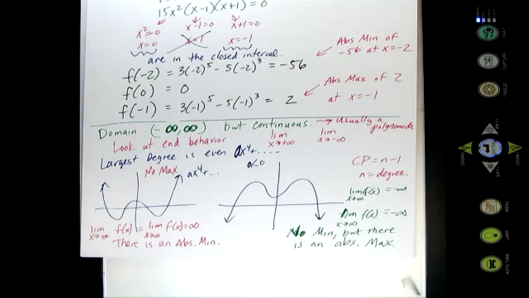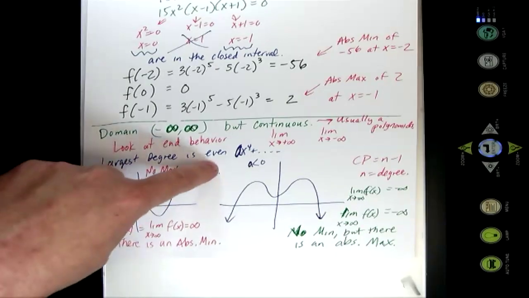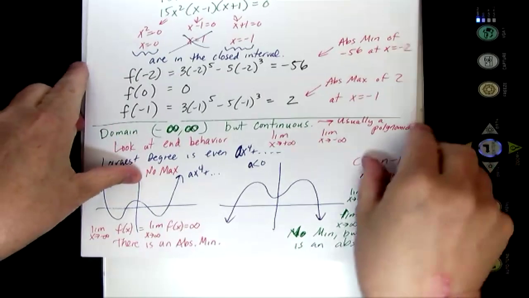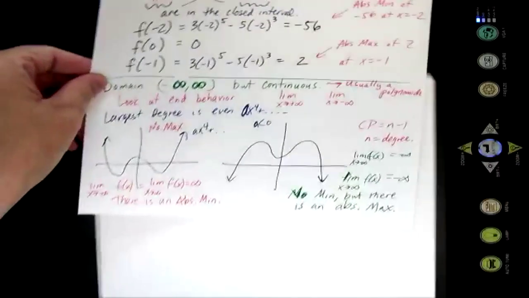In this case, this works because the end behavior is both going to infinity in the same direction. It's because they're going in the same direction, and it's because it's an even degree. If it's not an even degree, then the end behavior would be different. We're about to look at an odd degree.